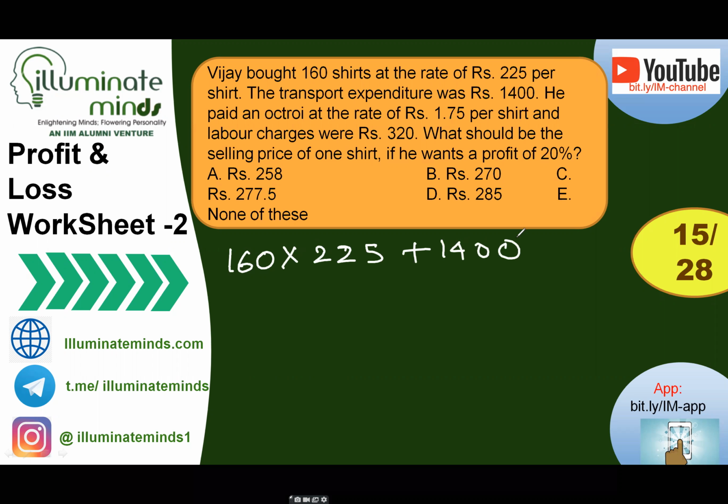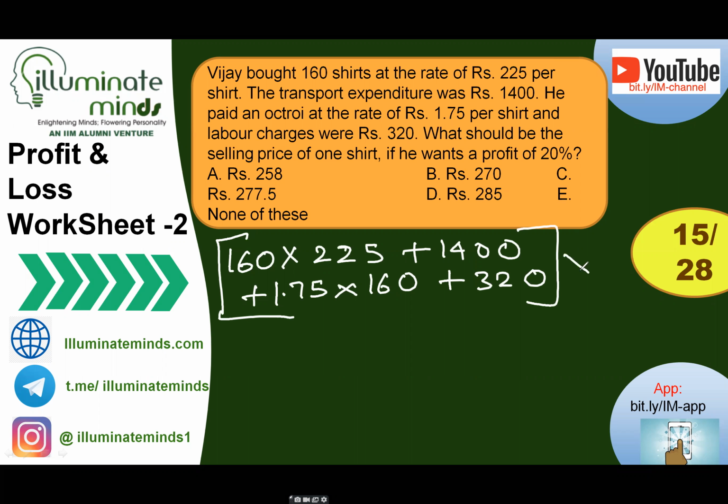He also paid an octroi at the rate of 1.75 per shirt, so plus 1.75 into the number of shirts, which is 160. And the labor charges were 320. What should be the selling price of one shirt if he wants 20% profit? So he should multiply it with 1.2 to have profit on overall, and then divide by the number of shirts. That will give me the selling price of each shirt.